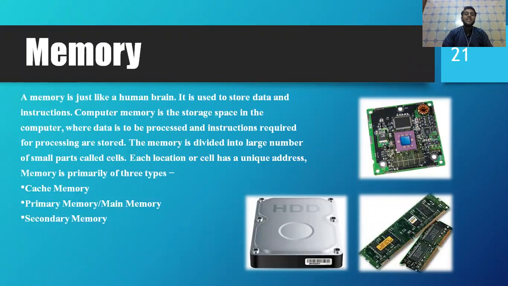Memory. Memory, just like a human brain, is used to store the data and instructions of the computer. Memory is a storage space in the computer where data to be processed and the instructions required for processing are stored. The memory is divided into a large number of small parts called cells. Each cell location has a unique address. Memory is primarily of three types: cache memory, primary memory, and secondary memory.